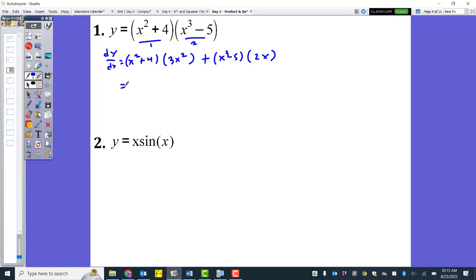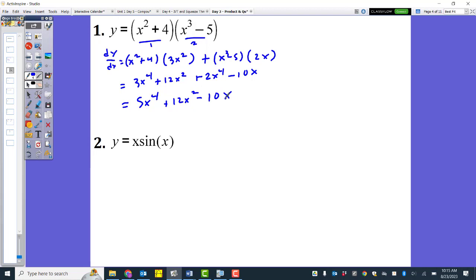Multiply it out and simplify, so this is going to be 3x to the fourth, plus 12x squared, plus 2x to the fourth, minus 10x. And so we end up with 5x to the fourth, plus 12x squared minus 10x.